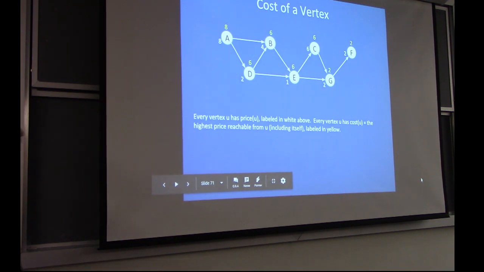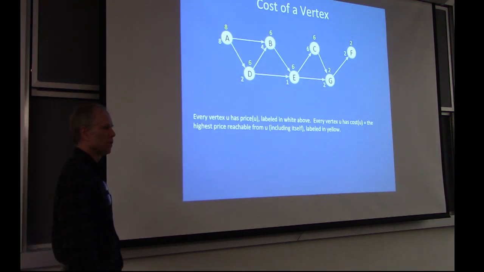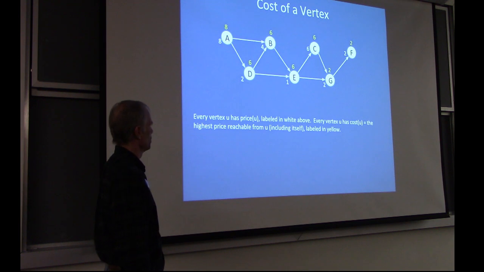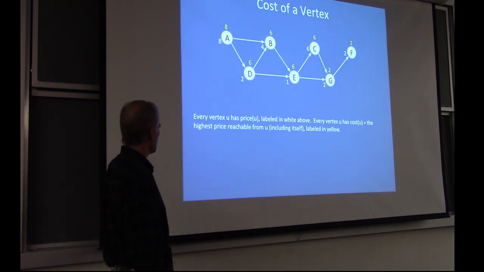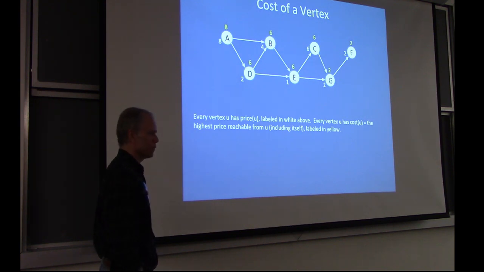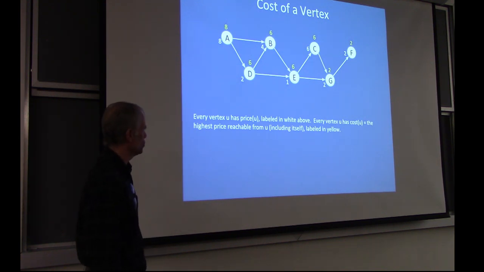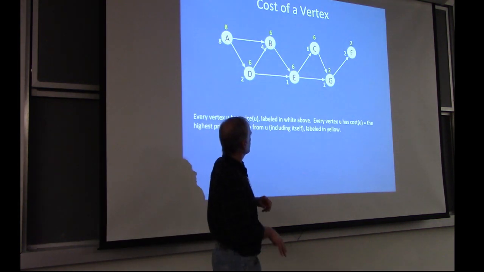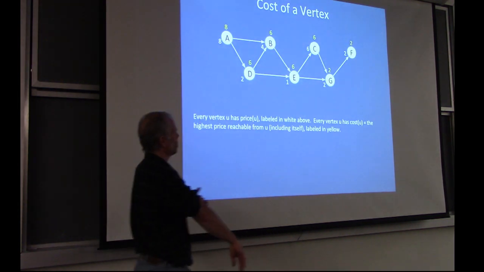Here's one that's more like the caddis problem. It's not exactly the caddis problem. We're going to give every vertex a price. And that's the white label. And we're going to compute a cost. And I'm going to call the cost of the vertex the highest price reachable from that vertex. And that's what's displayed in yellow. So you're given the prices, you've got to compute the costs. So why is the cost of F, why is that yellow number on F 2?